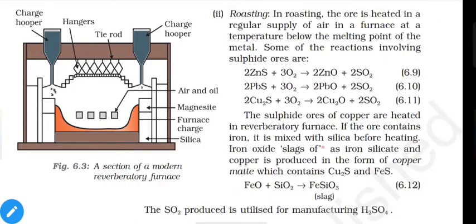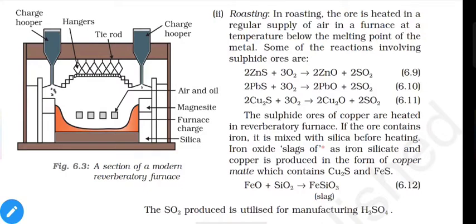As we can see, we have some instrumentation or furnace here, and this furnace mainly oxidizes sulfide ores into oxide ores. As you can see here, we have ZnS, PbS or Cu2S. All of them will react with oxygen and create metal oxides ZnO, PbO and Cu2O, and sulfur dioxide gas will be removed from it.